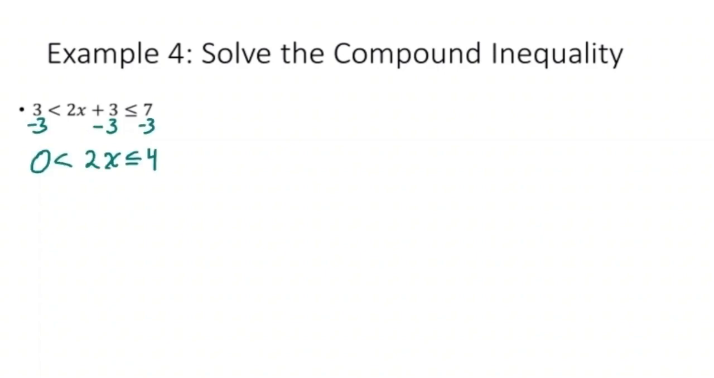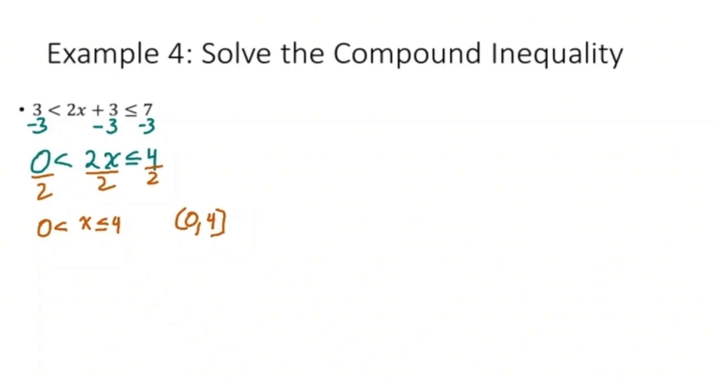And when we do, we get 0 is less than 2x less than or equal to 4. And then to finish solving, we'll divide each expression by 2. And because 2 is positive, neither of the inequalities flip. So we get that 0 is less than x, less than or equal to 4, which we can translate easily into the interval 0 to 4, where we have parentheses around the 0, bracket around the 4.